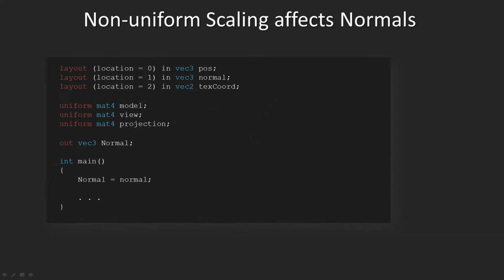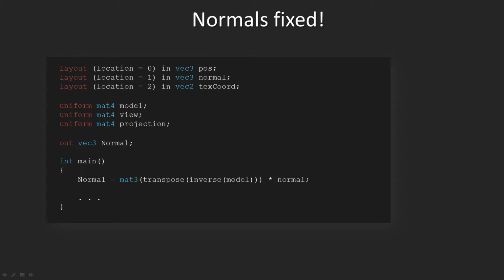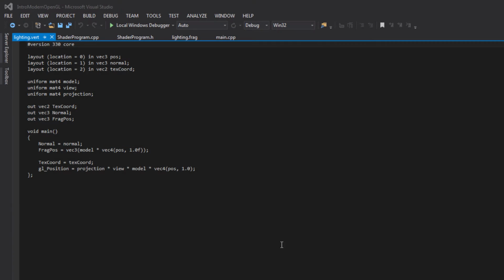In code, it looks something like this. So this is what we're doing now. We're just passing the normal on to the fragment shader. So this is what we're going to need to do in our shaders. So we'll do that now. So back in code, let's go ahead and do that. So here we're back in our lighting vertex shader, and we're going to go ahead and change this. So we'll add what we saw in the previous slide.